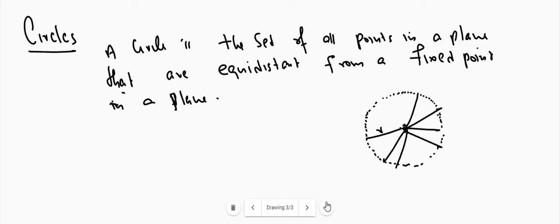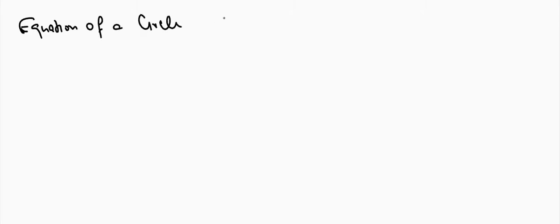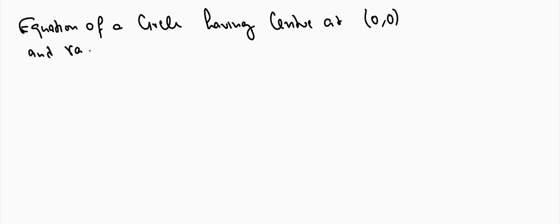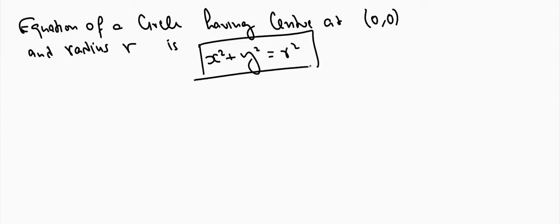Now we consider the equation of a circle. The equation of a circle having center at the origin, that is (0, 0), and radius r is given by x square plus y square equals r square. This is the equation of a circle having center at origin and radius r. Number 1.